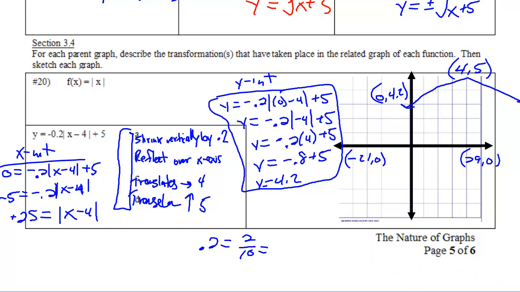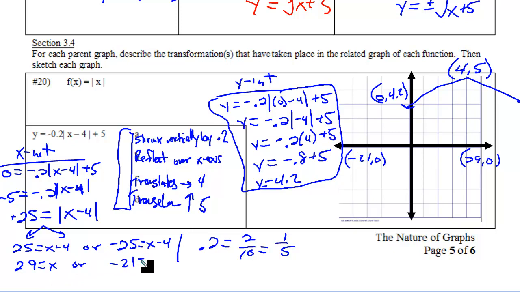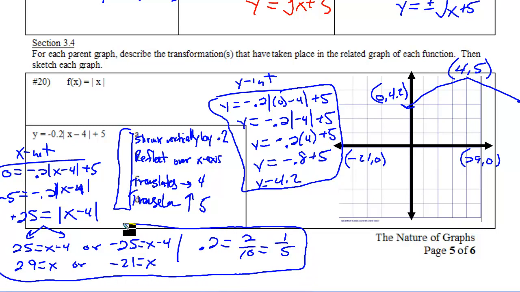2/10 reduces to 1/5. So to get rid of a times 1/5, you can multiply by 5. That's why I did that. Once the absolute value is by itself, you make two separate equations. One where you just remove the absolute value. The other where you remove the absolute value and you change the side that didn't have an absolute value to a negative. So instead of 25, it's negative 25. Solving each of these, I get 29 and I get negative 21. So those are my x-intercepts. Sorry I said I wasn't going to do it, because it was important that I did do it.